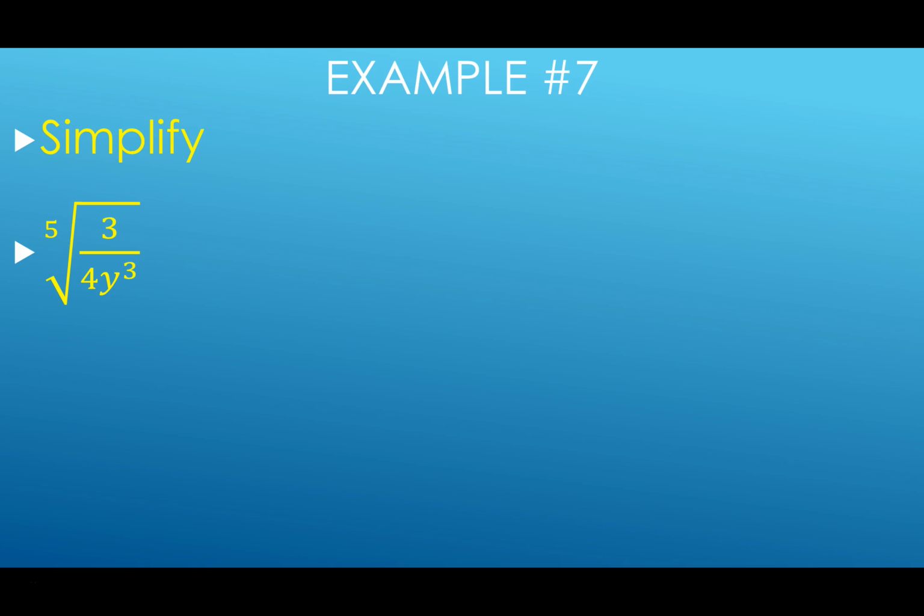Alright, same idea is happening here. We have the 5th root of 3 divided by, well, we should rethink of 4 as an exponent, which says 2 squared. So it'd be the 5th root of 2 squared y cubed. So again, to rationalize, we need to make sure we have a perfect fifth. Well, we currently have 2 2's, so I need 3 more. Same thing with the y. We currently have 3 y's, so I need 2 more.